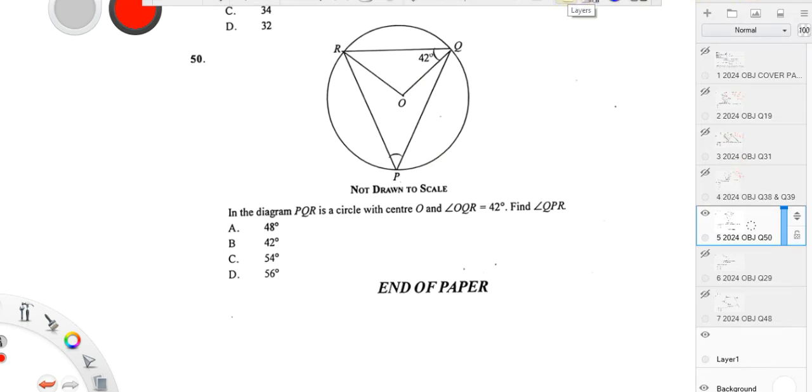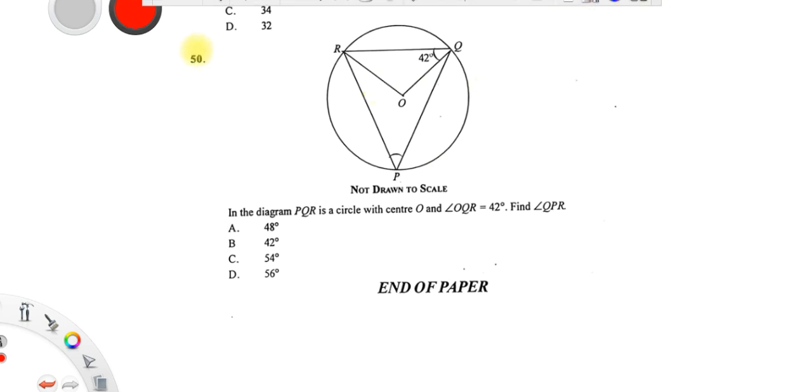Yeah, hello guys, welcome back. This is another question, the same 2024 WASSCE objective question, WASSCE core mathematics or general mathematics objective. This is question number 50, the last question. Yes, last question.